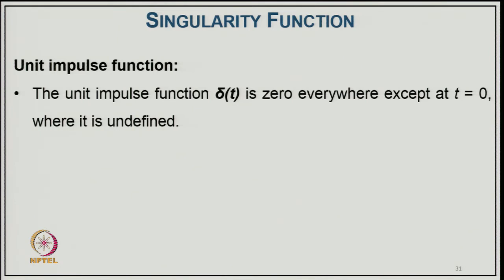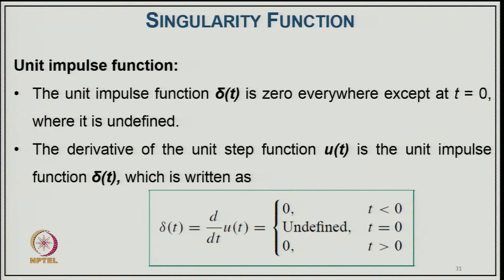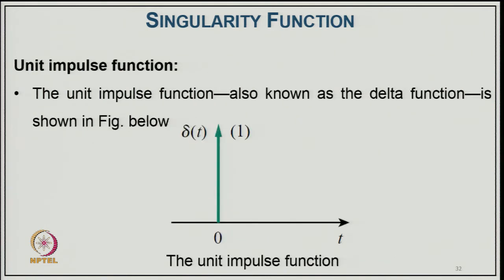We have another singularity function which we call the unit impulse function, and this unit impulse function delta(t) is 0 everywhere except at t equal to 0, where it is undefined. And the derivative of the unit step function u(t) is the unit impulse function delta(t), which is written as delta(t) equal to d upon dt of u(t), and this will be defined as 0 for t less than 0, undefined at t equal to 0, and again 0 for t greater than 0.